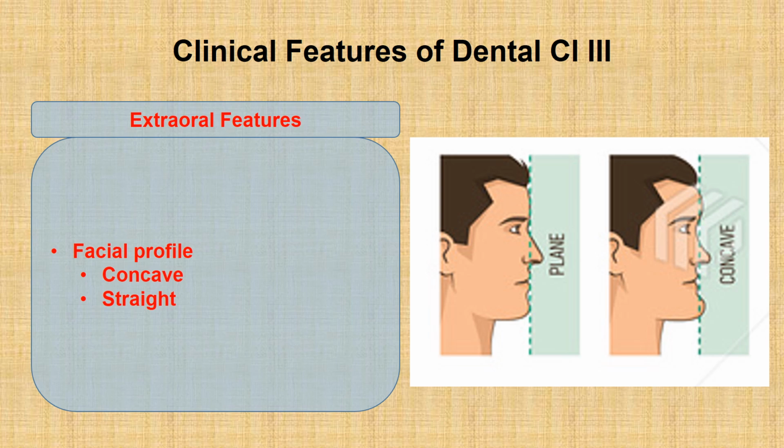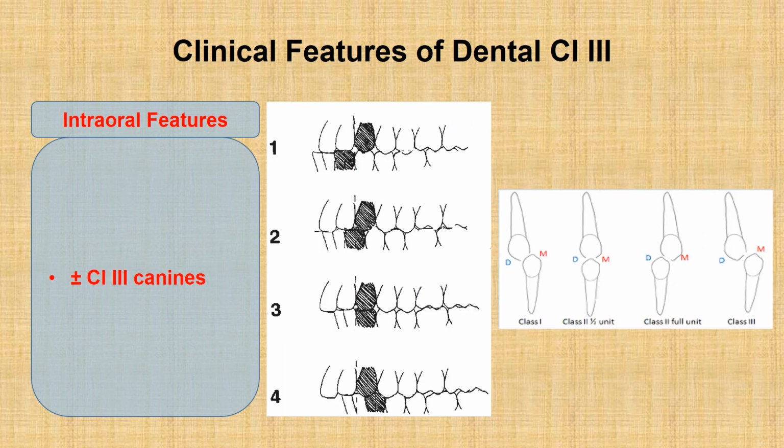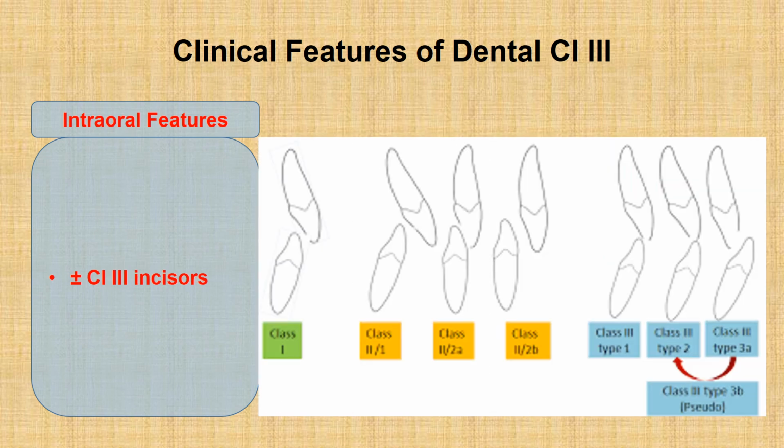Now, what are the features of a dental class 3? Extraorally, a dental class 3 can appear with a concave facial profile or a straight facial profile. Intraorally, they tend to have class 3 molars, though not always. They may have class 3 canines, and they may also have class 3 incisors.